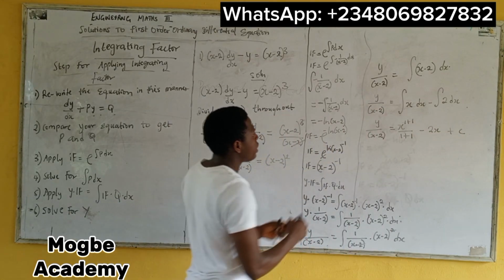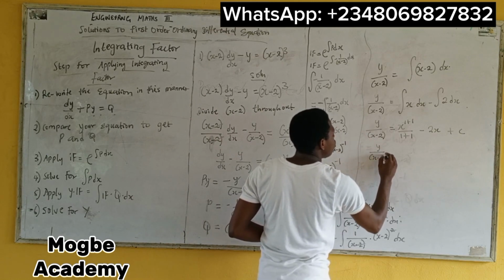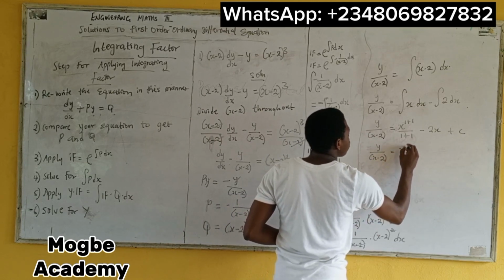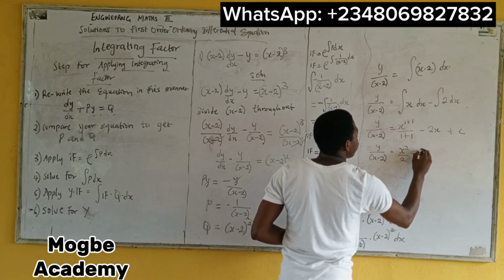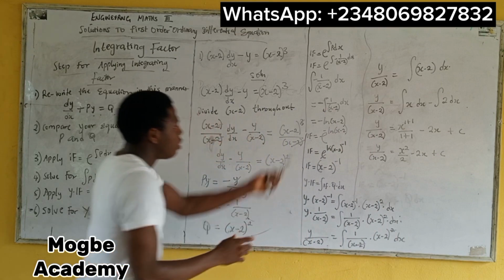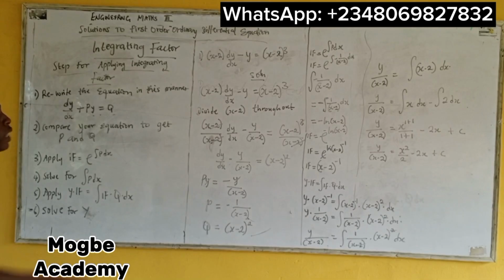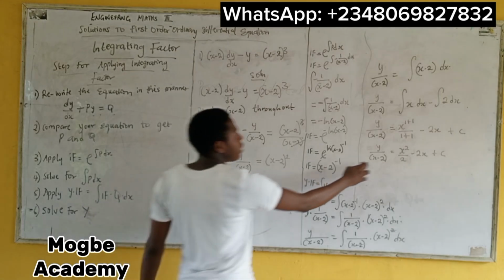So what do we do next? We can say y divided by x minus 2 is equal to x squared all over 2 minus 2x plus c. We've done that. So the next thing is what? Making y the subject of the formula from that place. Now, making y the subject of the formula, we multiply 2 by what? X minus 2. We multiply 2 by this.